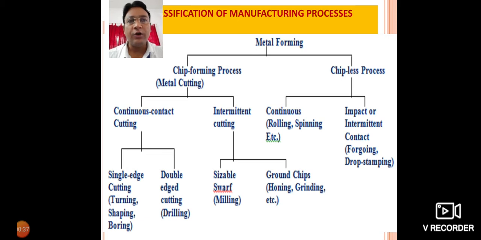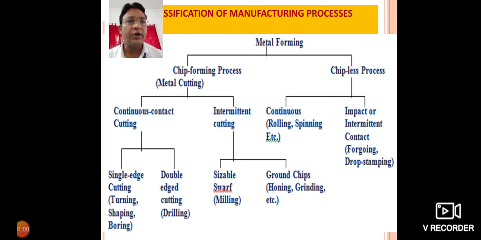So basically we all know what we mean by metal cutting. Metal cutting means cutting of a specific metal. So what are the different types of manufacturing process here? Chip formation and chip less process. Chip formation means whenever you are going to cut the metal with the use of a cutting tool, chips are going to form. Chips means that the material is removed from the metal in the form of chips. So such processes are called chip forming processes.